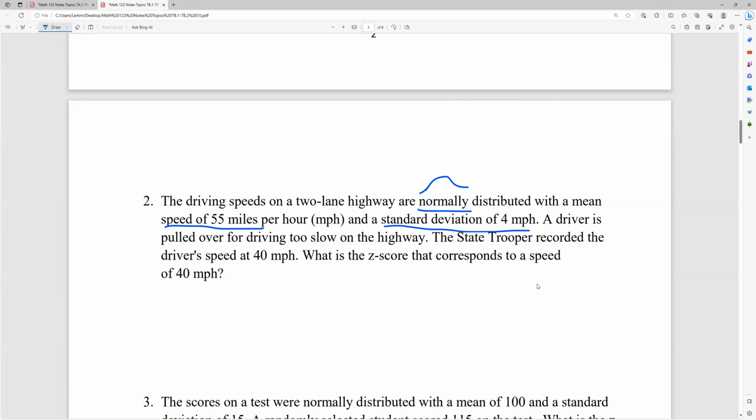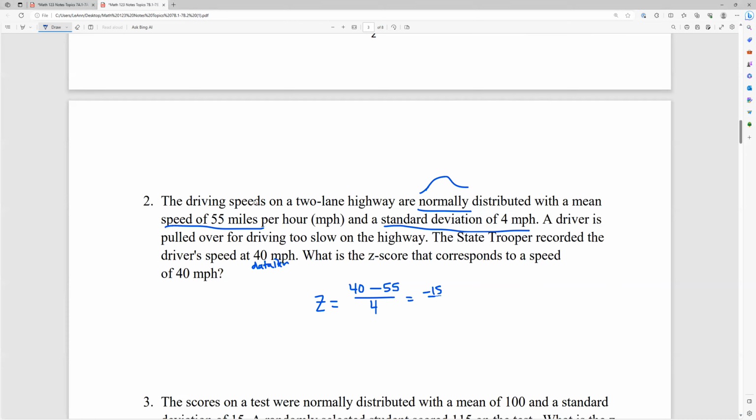A driver, so now we're talking about a specific person, not just everybody, is pulled over for driving too slow on the highway. The state trooper recorded the driver's speed at 40 miles per hour. So this is our data item in question. What is the z-score of that speed? We take the item in question, which is 40, minus the mean they gave us, which is 55, and divide that by the standard deviation they gave us. So 40 minus 55 is -15.